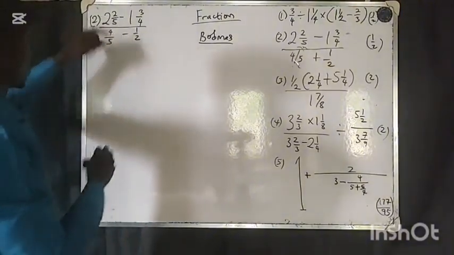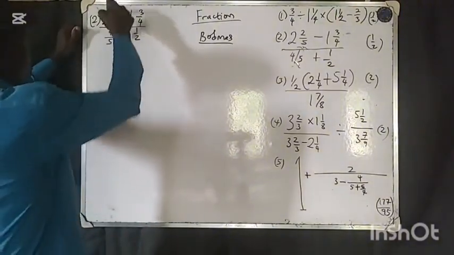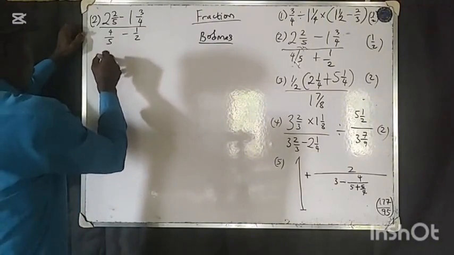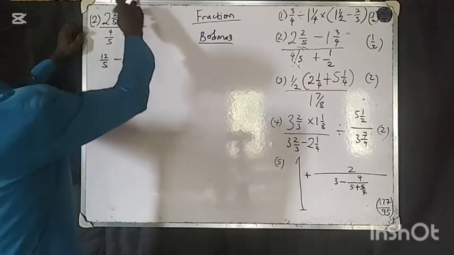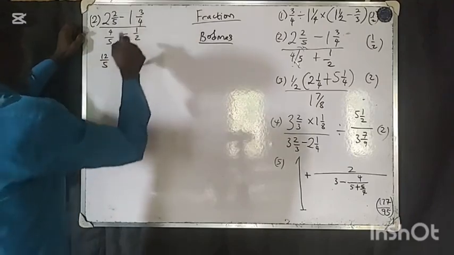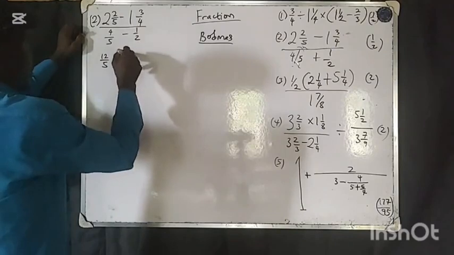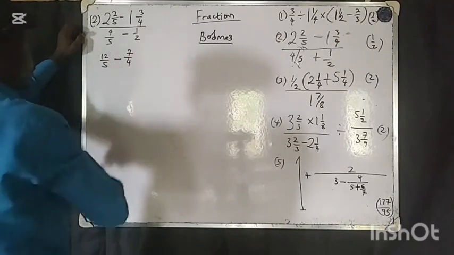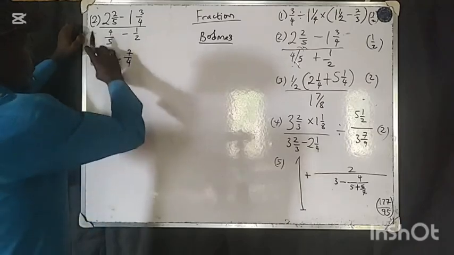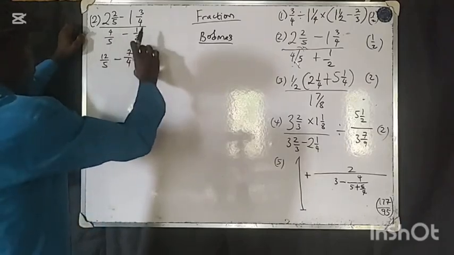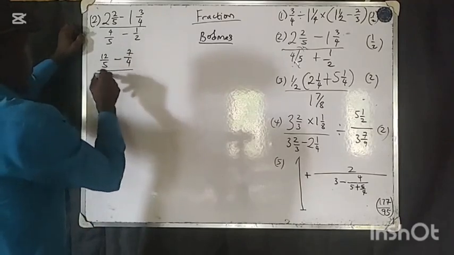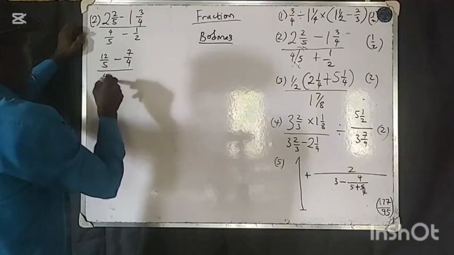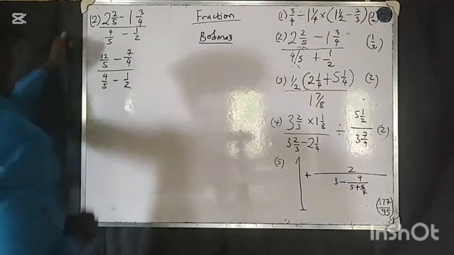5 times 2 is 10. 10 plus 2 is 12. 12 over 5 minus 4 times 1 is 4, plus 3, that will be 7 over 4. So we've changed this one now to improper, and we can write this as 4 over 5 minus 1 over 2.